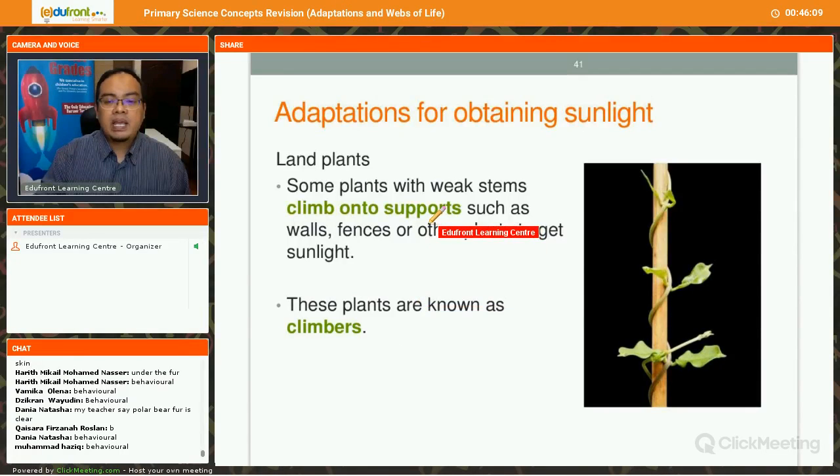And some plants have weak stems, but they are able to climb. Okay, we call them climbers. They climb onto support such as walls, fences, and other plants to get sunlight. Okay, they are known as climbers.